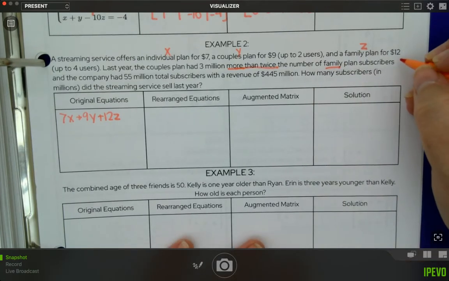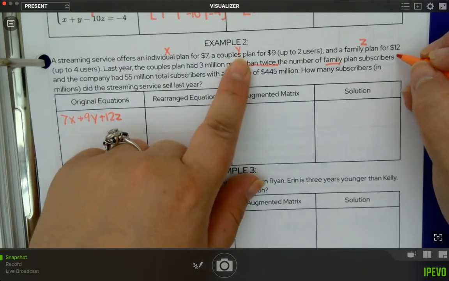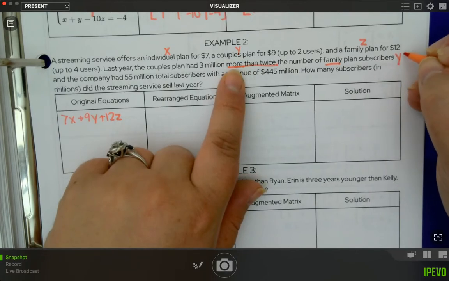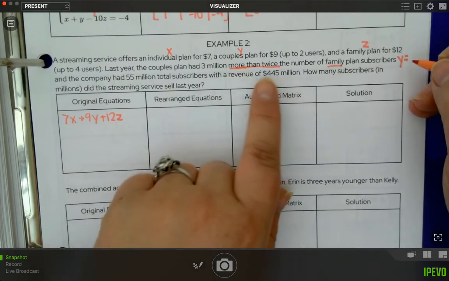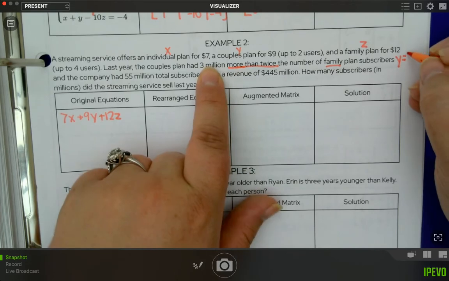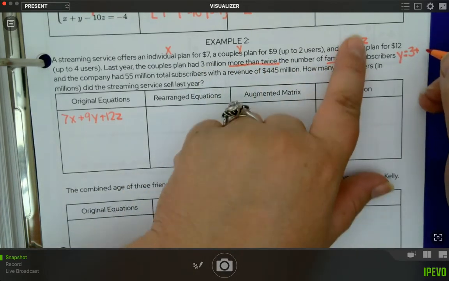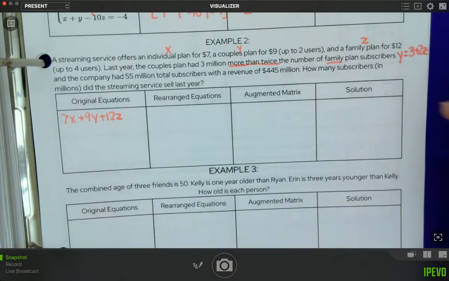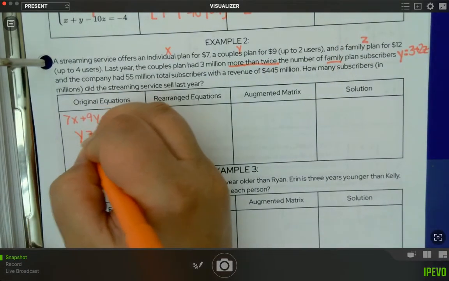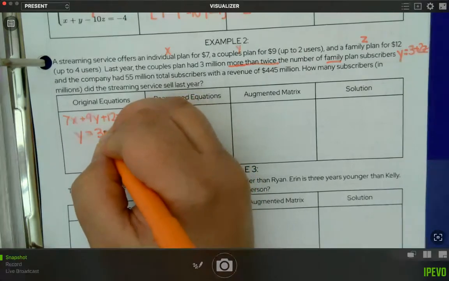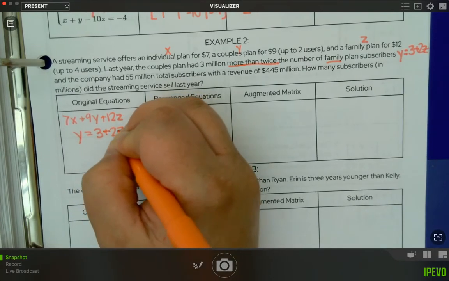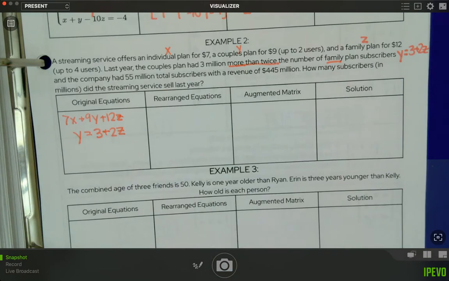So what that means is my couples, which is Y, equals 3 more, so 3 plus twice family, which is 2Z. Now you'll realize I put 3 instead of 3 million. That's because I'm going to do this in millions, okay?